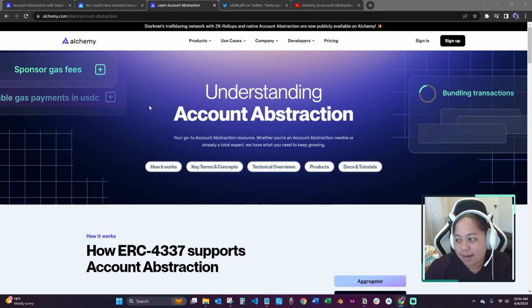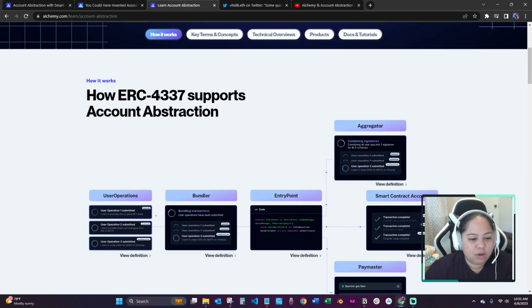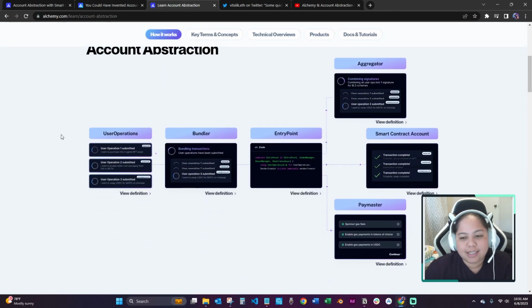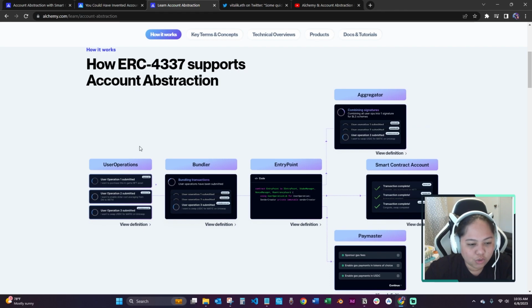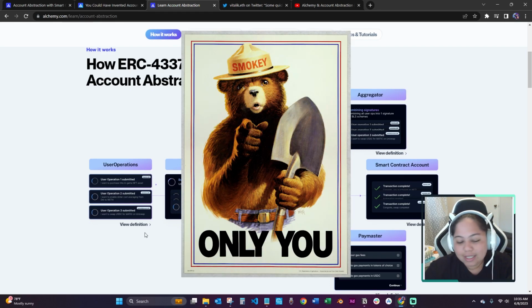So I'm going to use Alchemy's new resource page here, and let's just go over it together. This is a fantastic infographic of the account abstraction flow and infrastructure. User operations. First question is, who is the user? And the user is you.